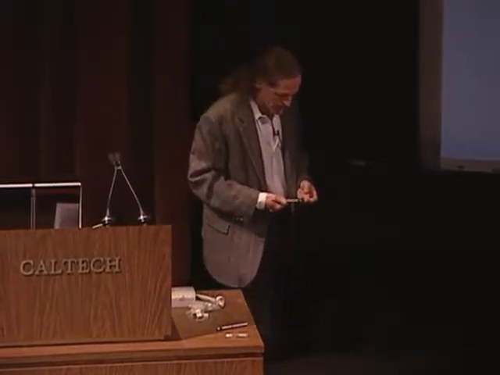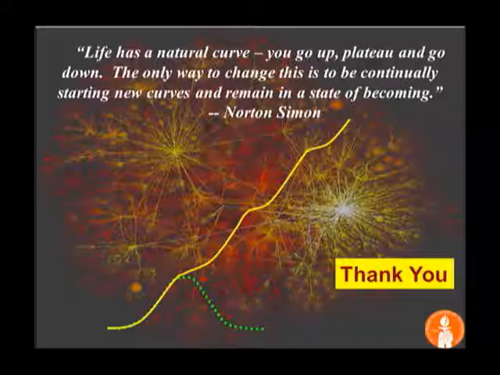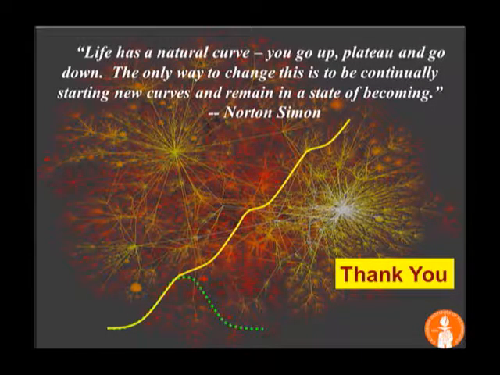I'll finish with just a quote. This is from my friend Mike Phelps. He was a great teacher to me and still is, and one of his great teachers was Norton Simon, of Norton Simon Museum fame. I'll just read it. Life has a natural curve. You go up, you plateau, and you go down. And the only way to change this is to be continually starting new curves and to remain in a state of becoming. And that's one of the great things about Caltech, that we can always be in a state of becoming. Thank you. I'm happy to answer any questions.